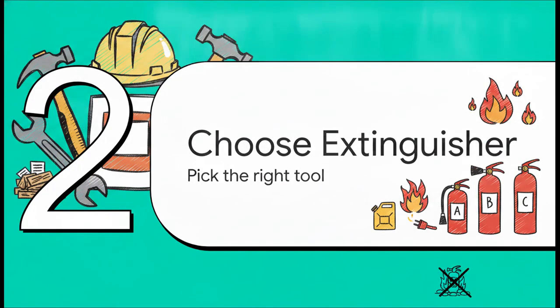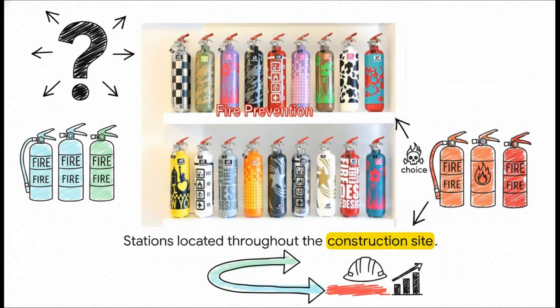Moving on to part 2. Once you know what's burning, you have to choose the right extinguisher. You've got to pick the right tool for the job. As you walk around, you're going to see a variety of extinguisher stations set up across the site. Now, obviously, the goal is to never actually need them.